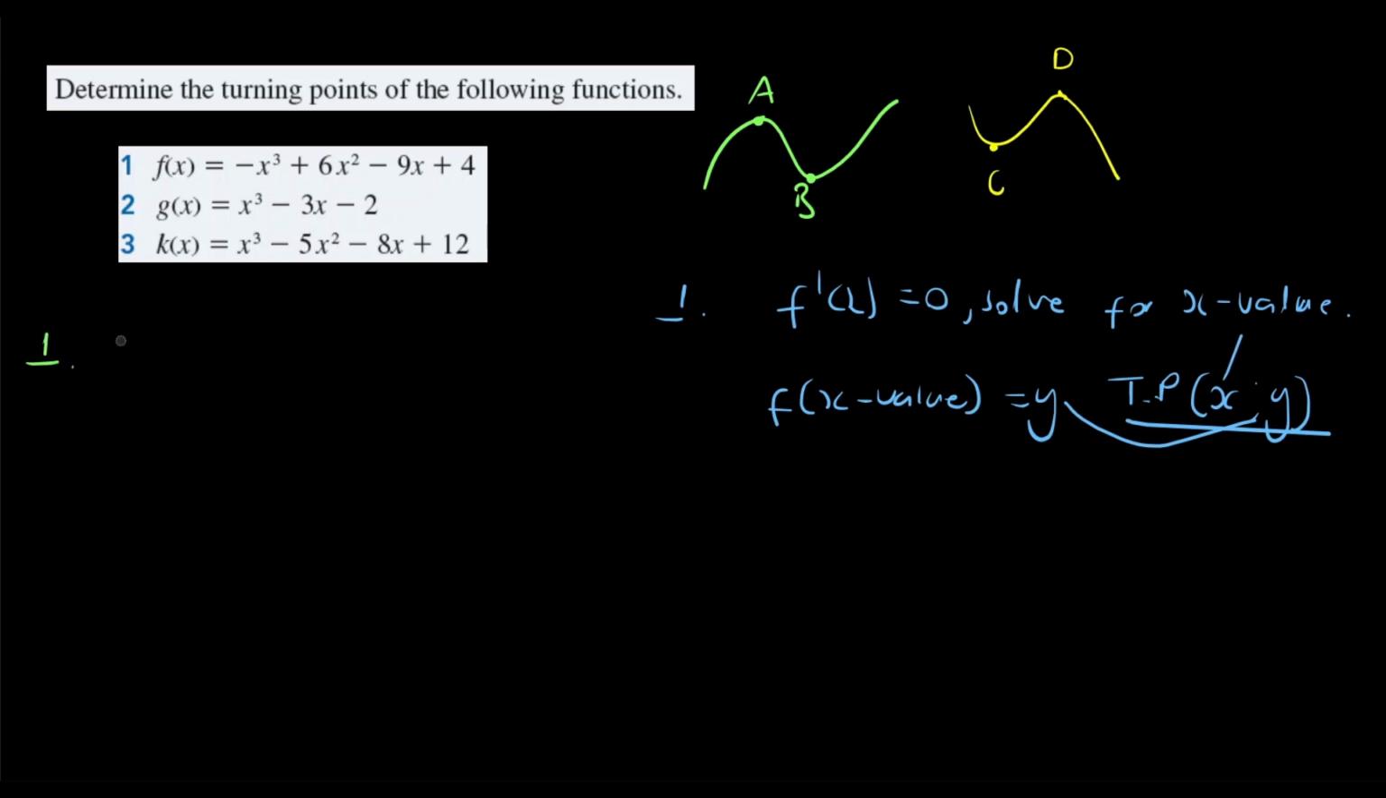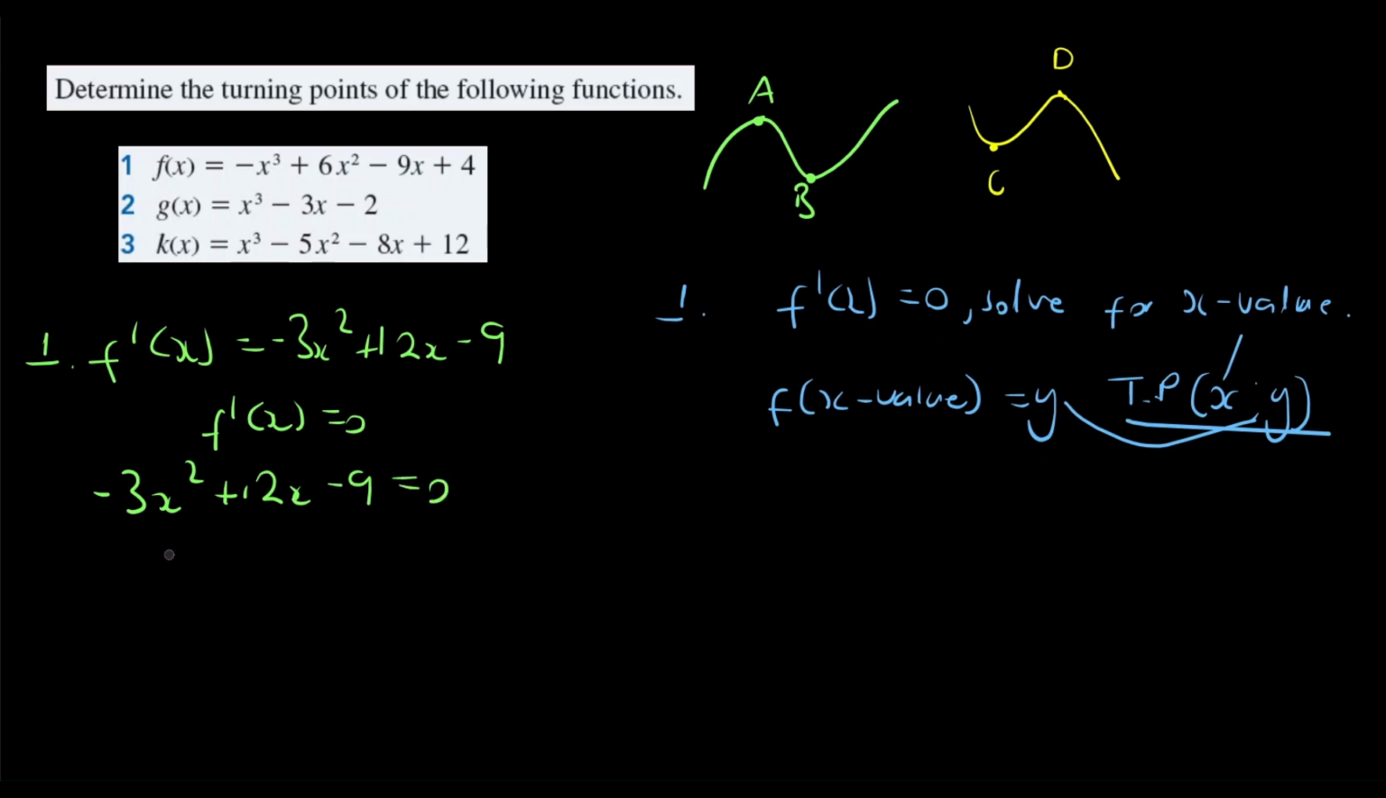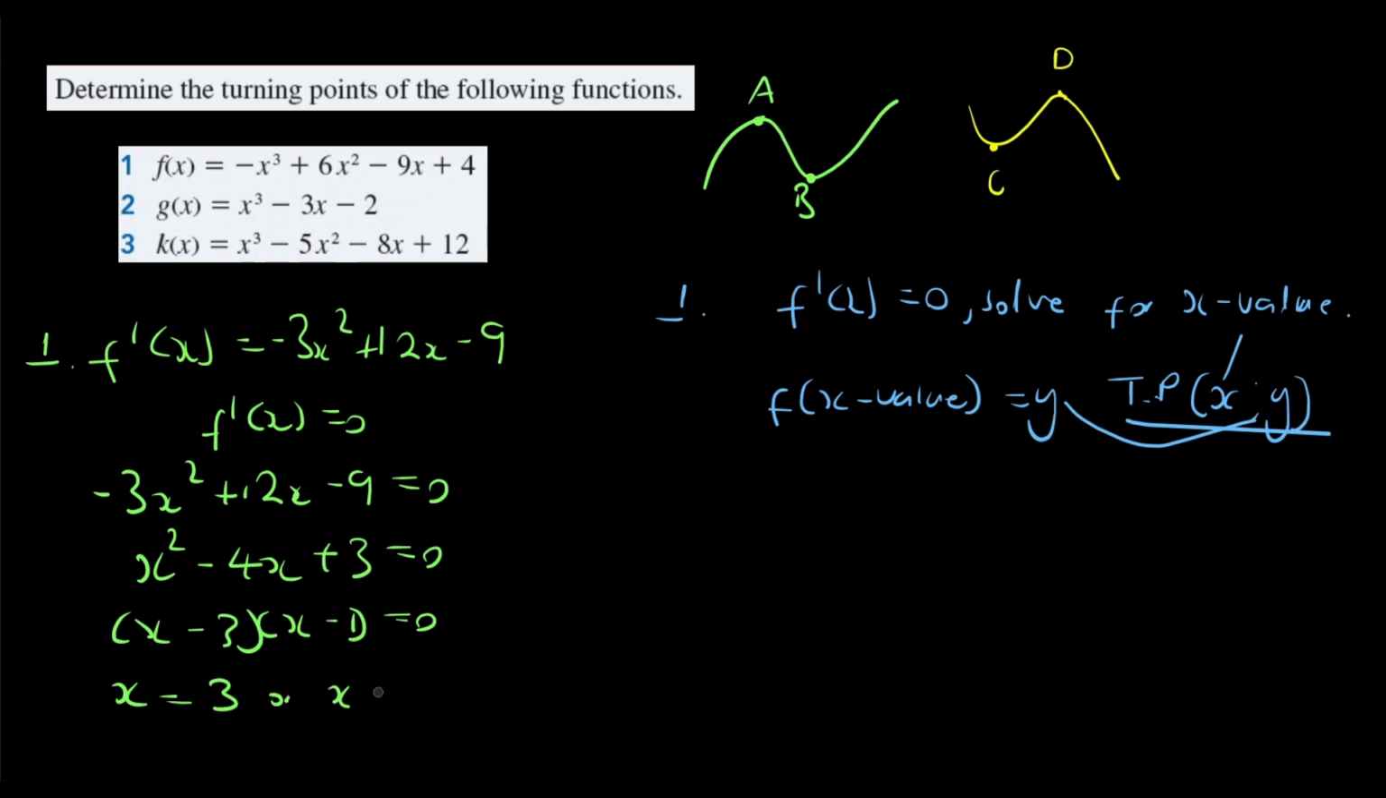We're going to take f of x and find the first derivative of f of x, which will be negative 3x squared plus 12x minus 9. We need to equate the derivative to 0, then solve for x, and then we'll find the x value of the turning point. So we equate to 0. This is like a trinomial, so we divide everything by negative 3. We have a positive x squared, so it will be x squared minus 4x plus 3 is equal to 0. Factors will be (x minus 3)(x minus 1) equals 0, so x will be equal to 3, or x will be equal to 1.